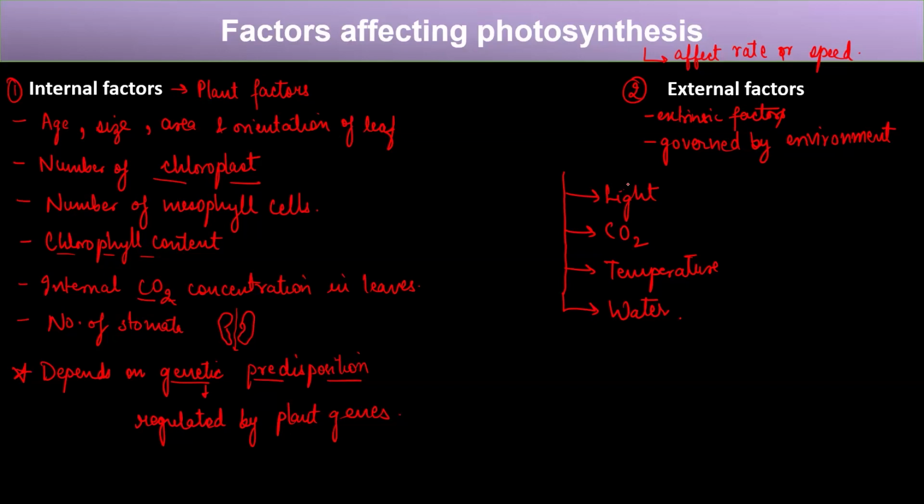Before moving to those external factors, let's talk about one law. This law is known as the law of limiting factors. So what is the law of limiting factors? It was given by a scientist named F.F. Blackman in the year 1907. Now, what does this law state?